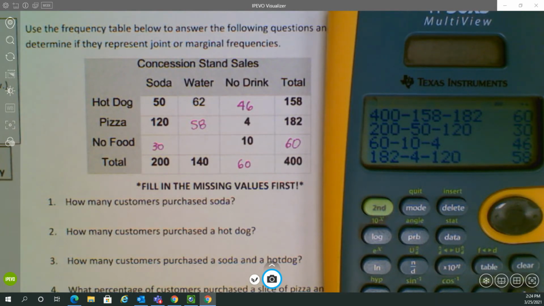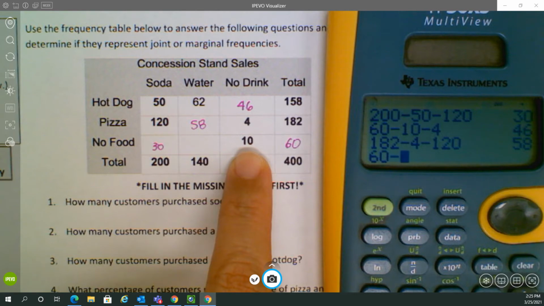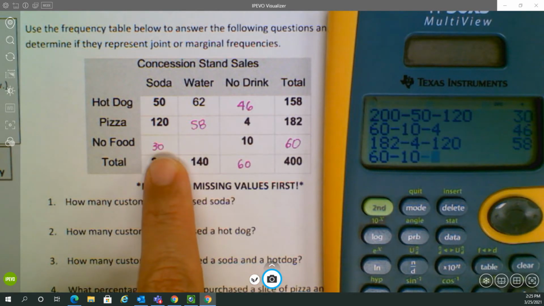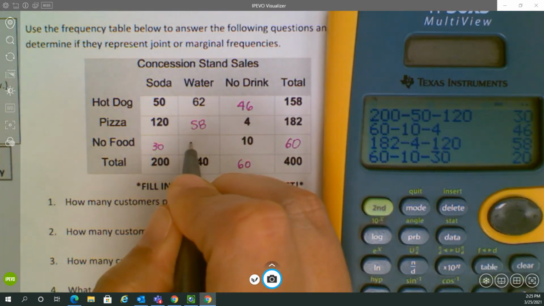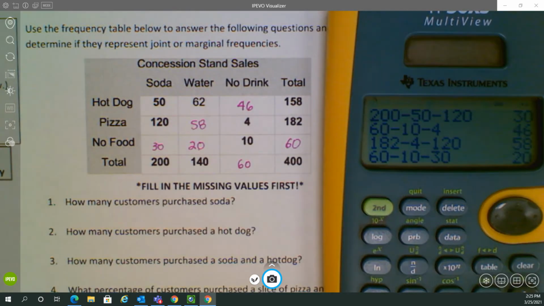All right. And now let's look at our final missing row value there. I have to do that slowly because I still have issues determining what is a row and what is a column sometimes. It happens. All right, so let's look at this. We have 60 people who order no food. Let's take away the people who order no drink, and let's take away the people that order 30. Because isn't that what subtraction is? It's finding missing values. So our missing value here is 20. So there are 20 people that order no food but order water.